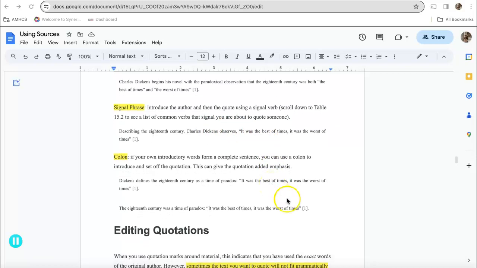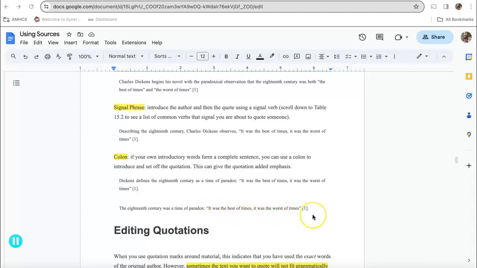All right, how do you do the colon method? If your own introductory words form a complete sentence, then you can use a colon to introduce and set off the quotation. Dickens defines the 18th century as a time of paradox. Colon. This is a complete sentence, subject, verb, and can stand alone. "It was the best of times, it was the worst of times." Or, the 18th century was a time of paradox. "It was the best of times, it was the worst of times."